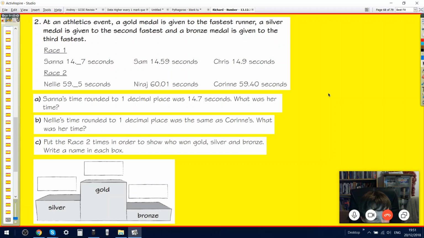So Nelly's time in race 2 was 59 point something 5 seconds, and Serene's time was 59.40. Something 5 rounds to 40. And remember that Nelly came first, because she's first. Because Nelly's name is first, she finished first, so how could we use that to figure out what number is missing?